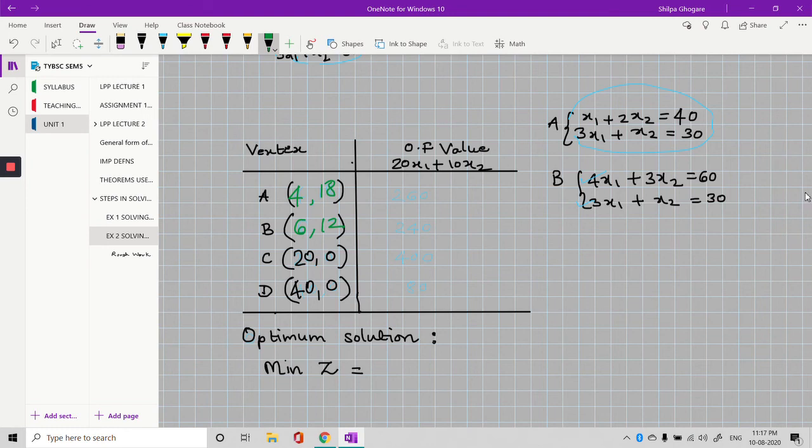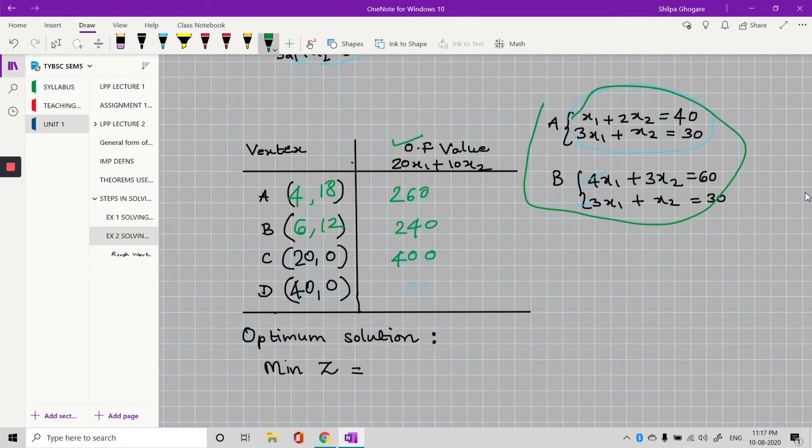Now what we have to do is substitute each vertex in the objective function. This is my objective function, that is 20x1 plus 10x2, and we get some value. Now I am substituting 4, 18 in this function. I get the answer 260. Then I will substitute point B in the same function. I get 240. Similarly, by substituting C and D, I get the answers 400 and 800 correspondingly. So these are called objective function values.